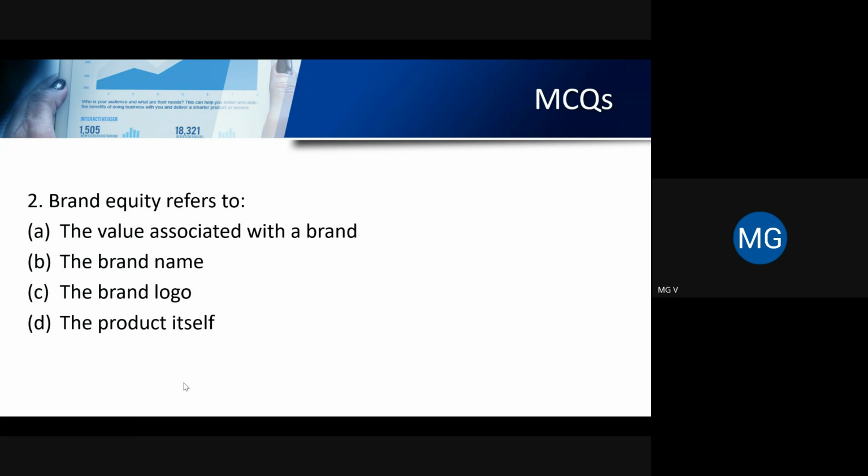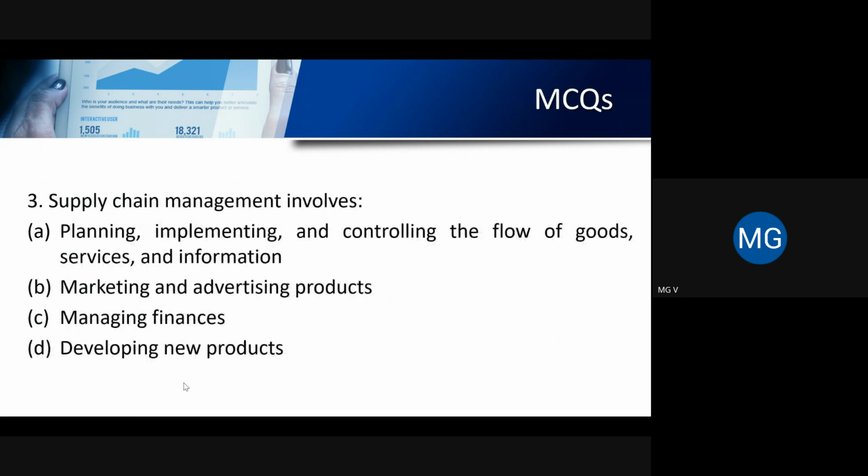Okay. So brand equity refers to the value associated with the brand name, logo, or the product itself. The value associated with the brand. Very right. Supply chain management involves planning, implementing, and controlling the flow of goods, services, and information, marketing and advertising products, managing finances, or developing new products. Option A, ma'am. Planning, implementing, and controlling the flow of goods.